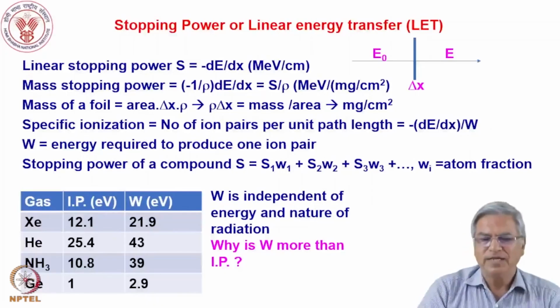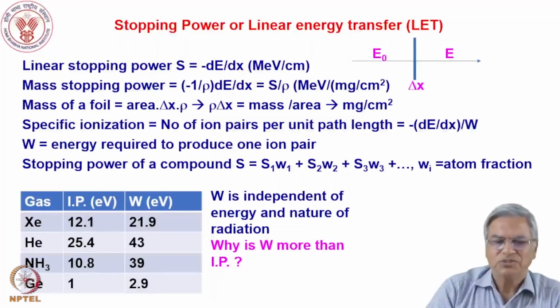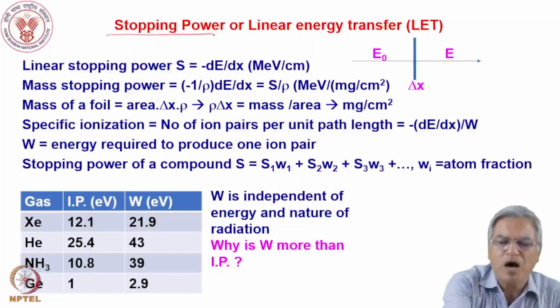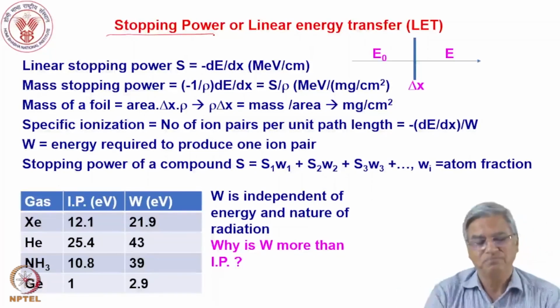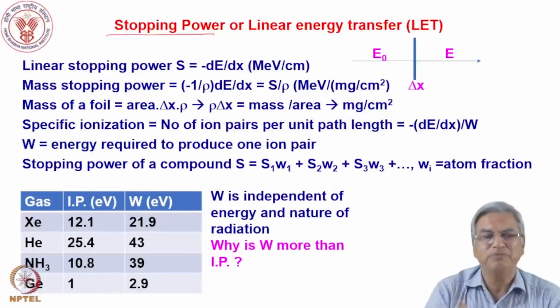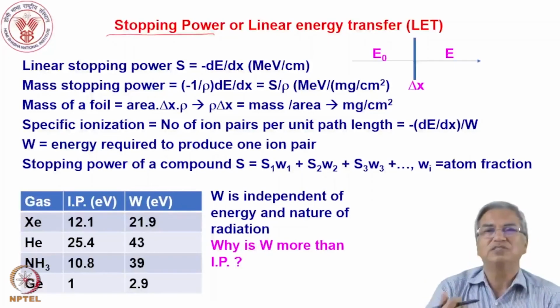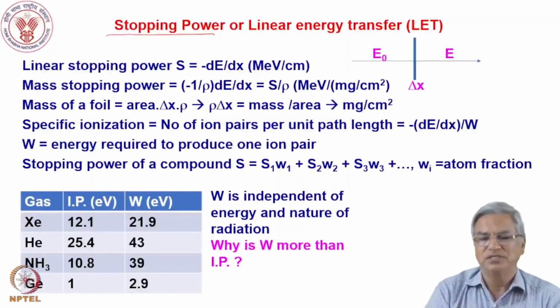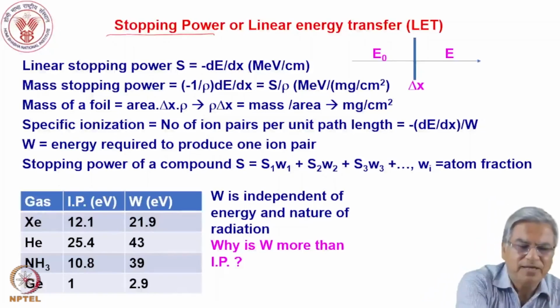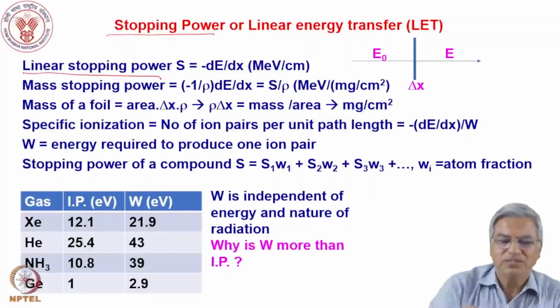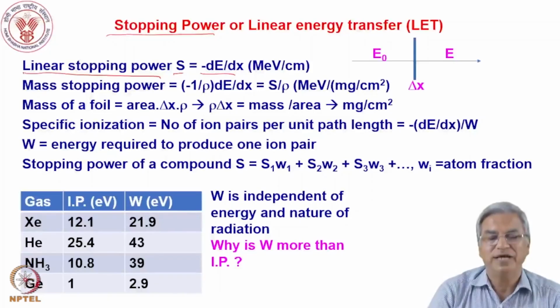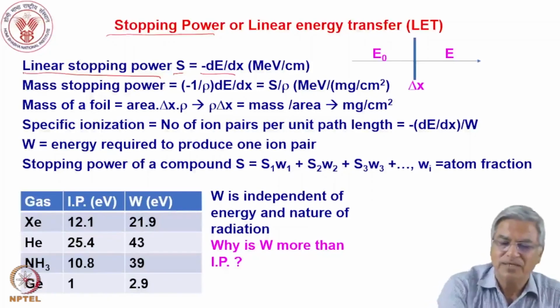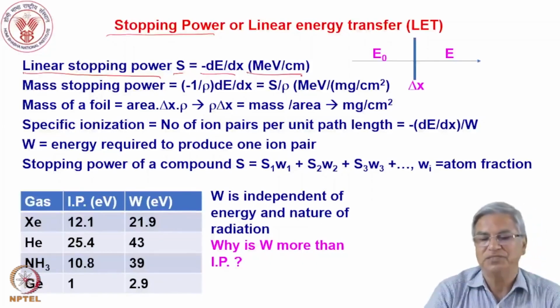Let's go into a little more detail on the interaction of heavy charged particles. We use a term called stopping power, or the linear energy transfer. The stopping power of the medium tells how fast it can stop the particle. That means, in one unit of path length, how much energy is transferred by the alpha to the medium. We define the linear stopping power as S equal to minus dE by dx, the energy lost per unit thickness, and since it is a loss, it is negative. So minus dE by dx is the stopping power, and it has units of MeV per centimeter.